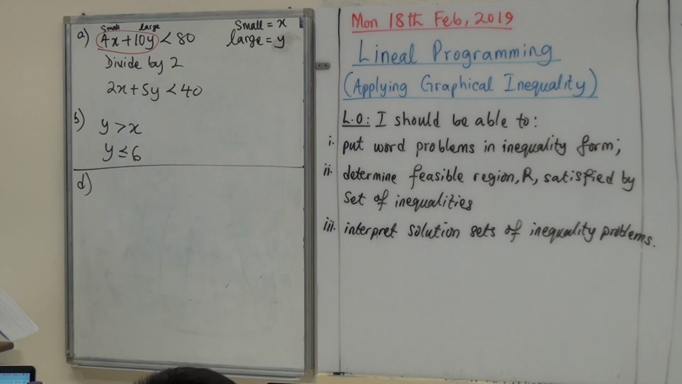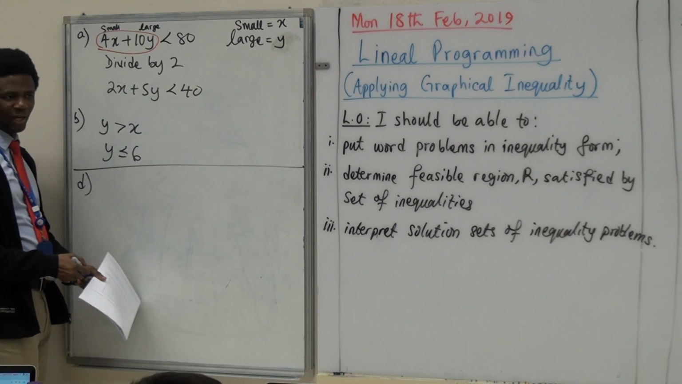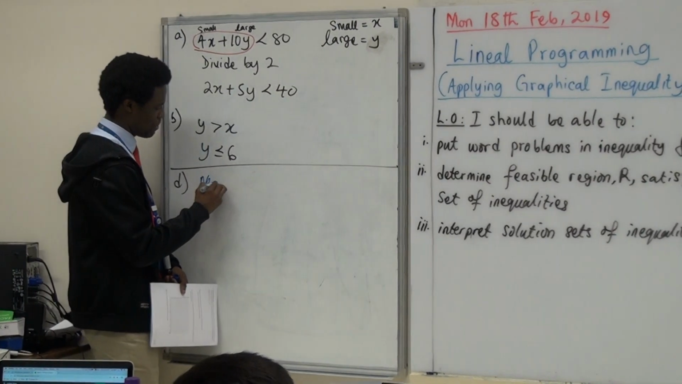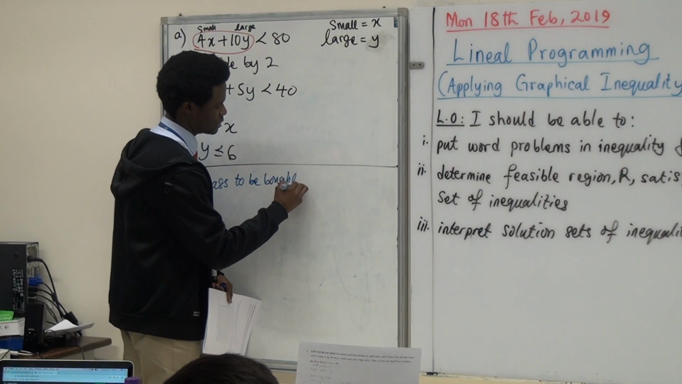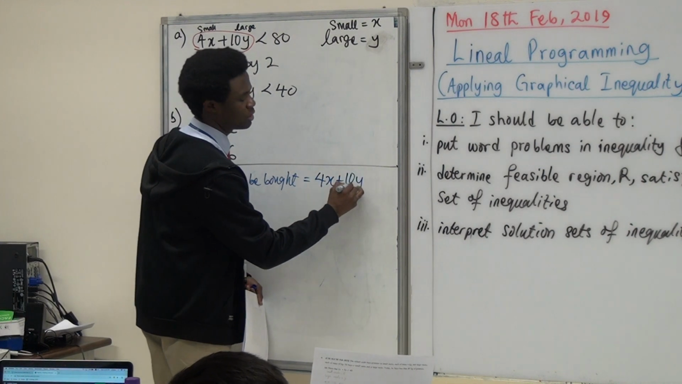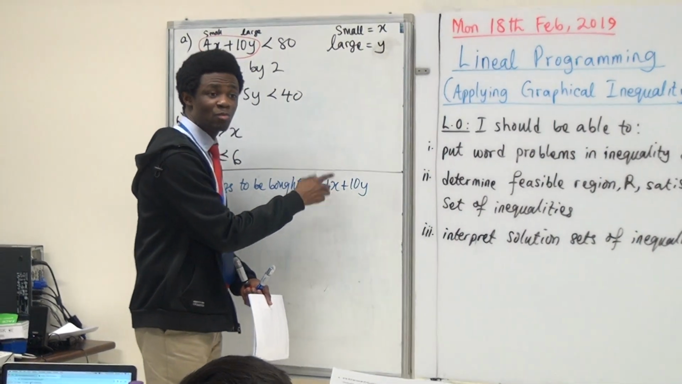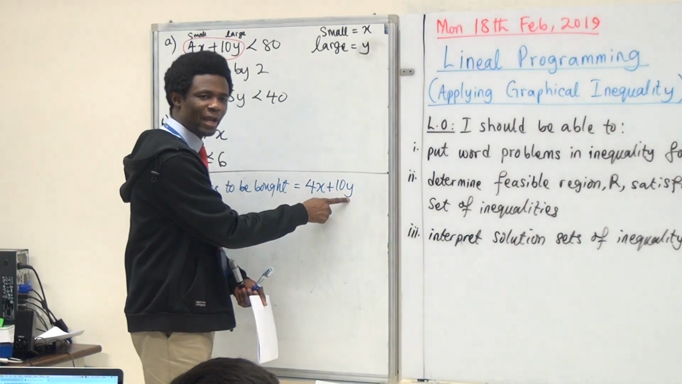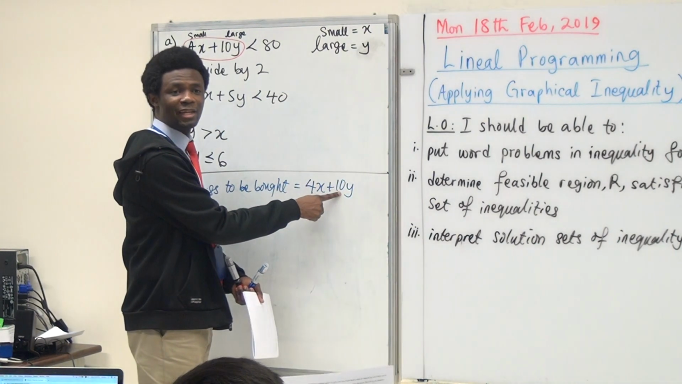I need everybody's attention now. So the mass it buys at any point in time, the mass to be bought. You don't have to write this, I'm just writing it here. Any day, the mass to be bought is this. Because at any time, it will buy x small size, each of them is 4 kg. It will buy y of big size, each of them is 10 kg.